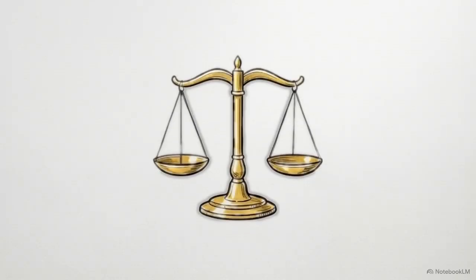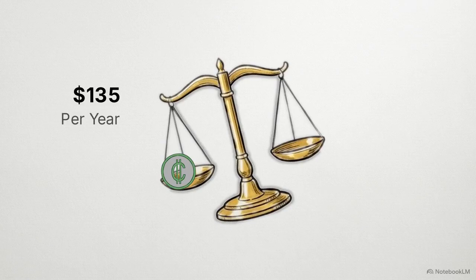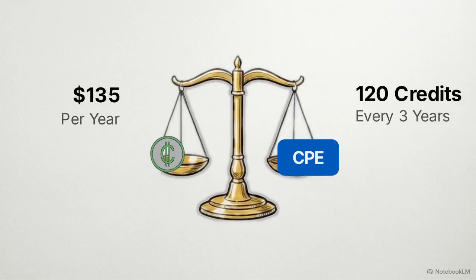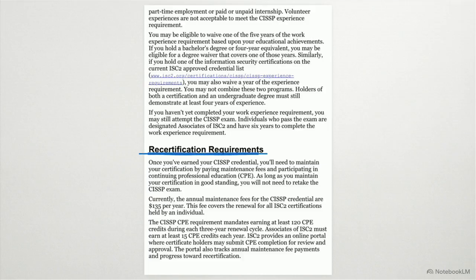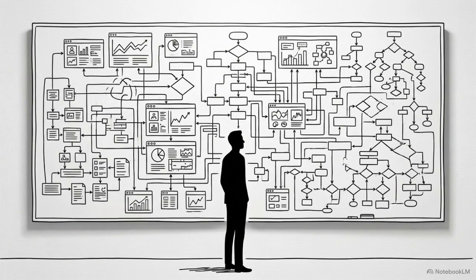Maintenance requires a dual commitment, an annual $135 fee, and the mandatory accumulation of 120 continuing professional education, or CPE, credits every 3 years. The exact parameters of this ongoing burden are confirmed directly in the source text, detailing the exact fees and credit hours required to stay in good standing. Maintaining the CISSP credential requires a continuous life cycle of verified experience, ongoing education, and a persistent financial commitment to the cybersecurity profession.